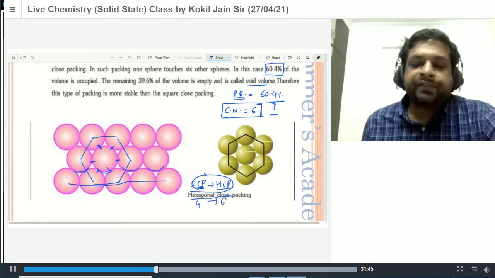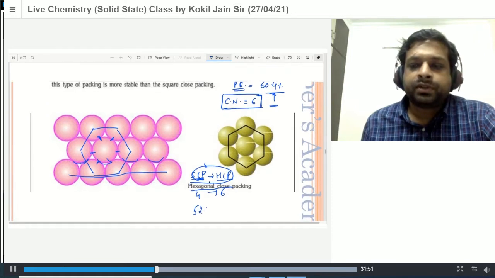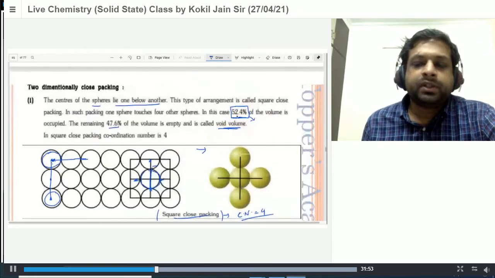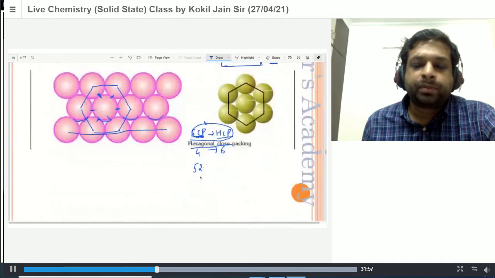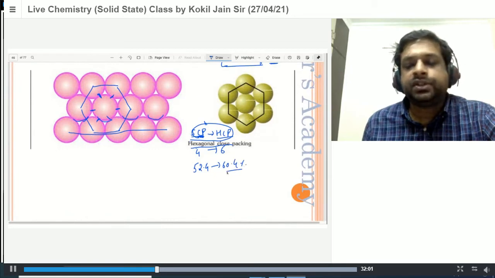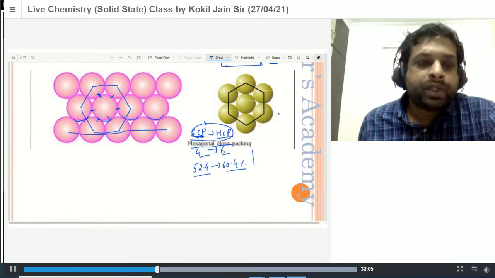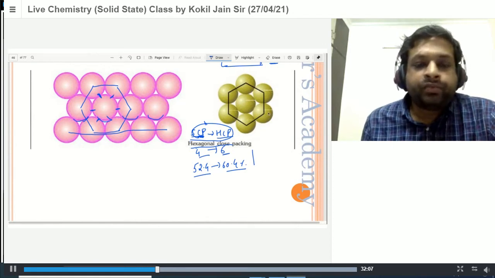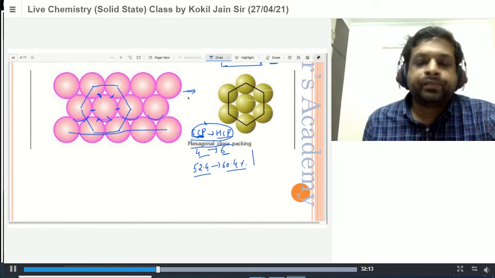And the packing efficiency has increased from 52.4%. Assume now these are touching each other. What we are trying to achieve is that this vacant space, this void, is going to achieve better stability than the earlier one. We were changing the position. Now let's see one by one different types of close packing which we can try.